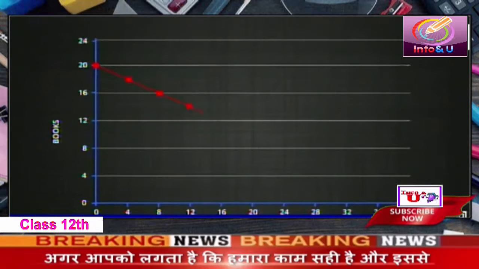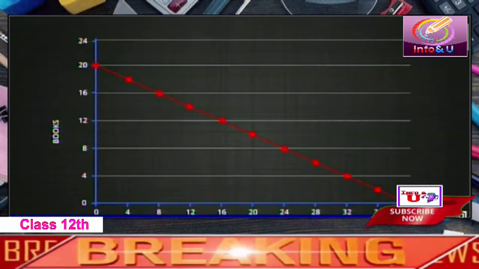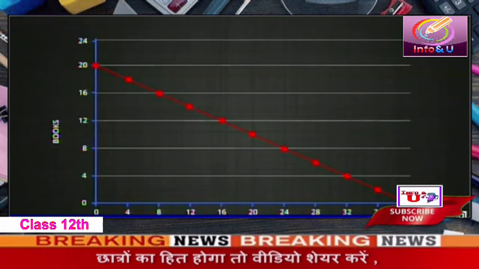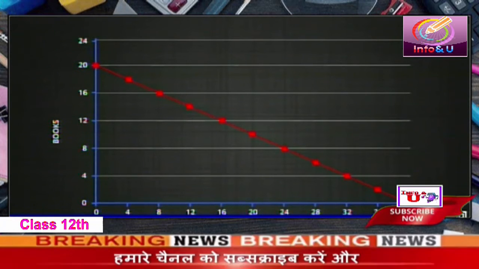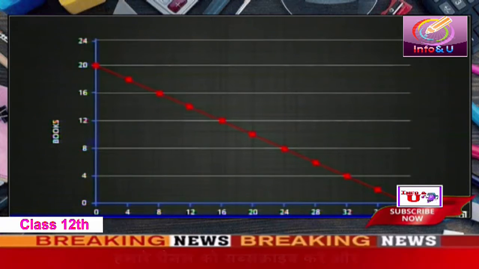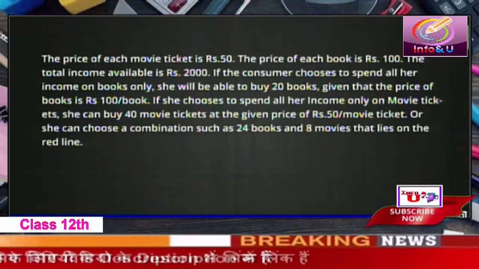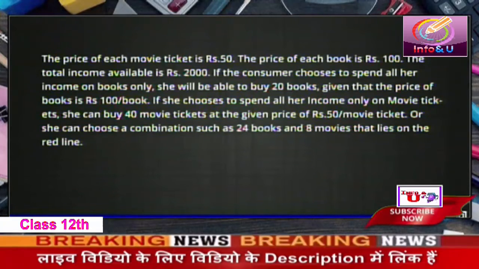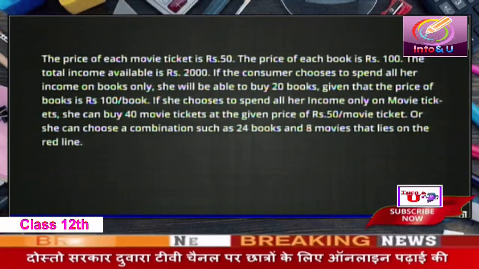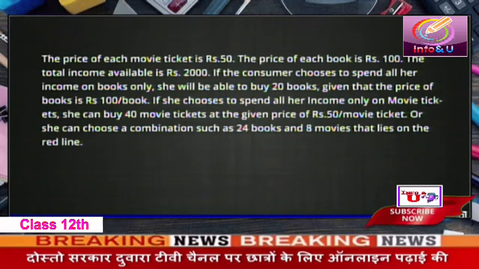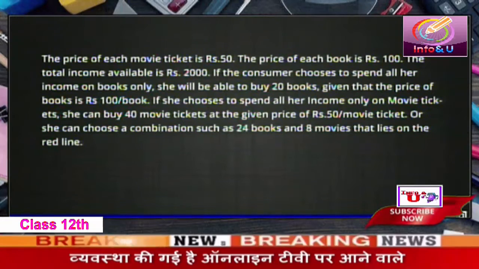Let us look at the diagram given here. In this case, the two goods we are considering are movie tickets, which we show on the x-axis, and books, which we show on the y-axis. The price of each movie ticket is rupees 50, as we said before, and the price of each book is rupees 100, and the total income available is 2000.